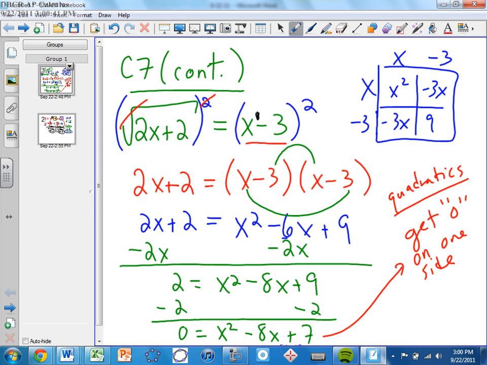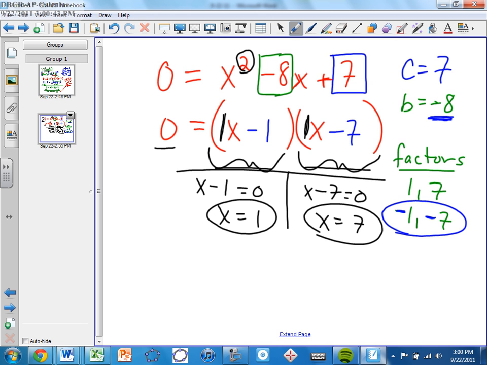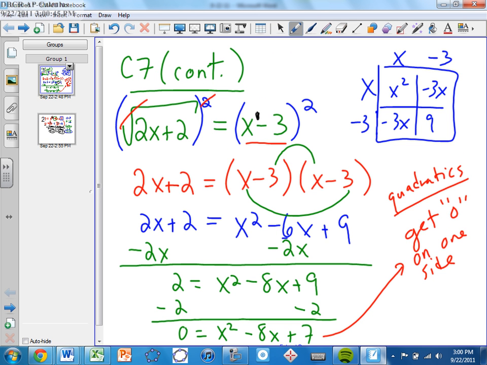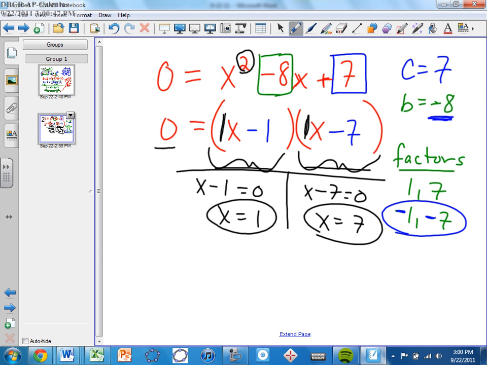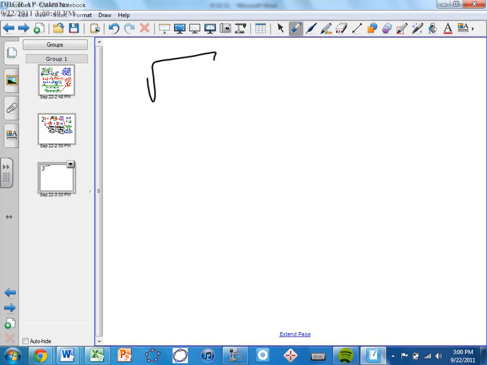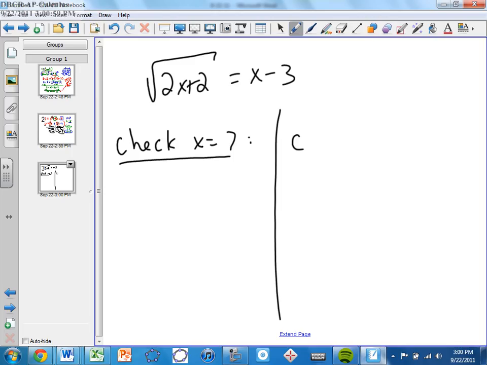So let's continue. Let's take our original equation, root 2x plus 2 equals x minus 3. And we're going to check x equals 7, and we're going to check x equals 1. Those were our 2 answers, correct? What do I do with those values? Put 7 in all the x's. Good. Just put the 7 in all the x's, then put the 1 in all the x's.